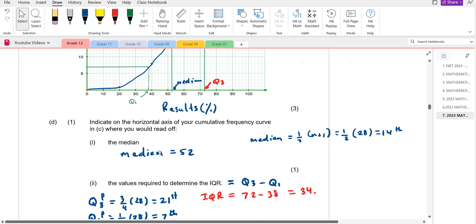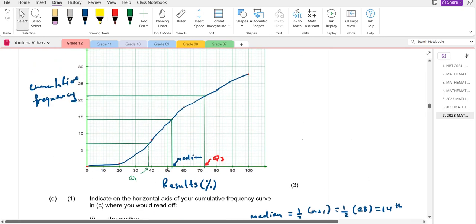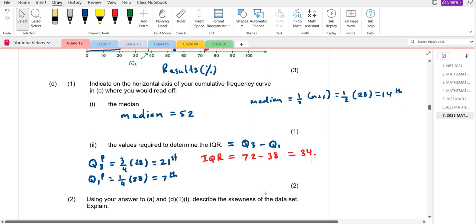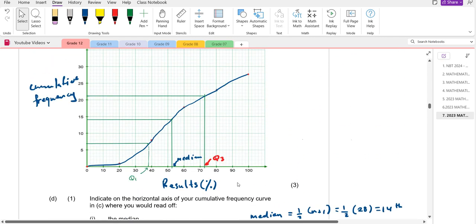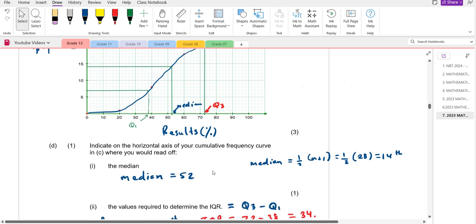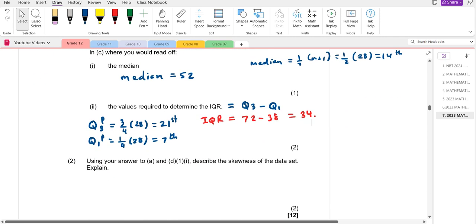Okay, so we indicated all the points: Q1, Q2, Q3. Q2 is the median. That's 34. It depends on how you draw the curve, so sometimes you can deviate by 1 or 2. Anyways, using your answer to A and D, describe the skewness of the data.